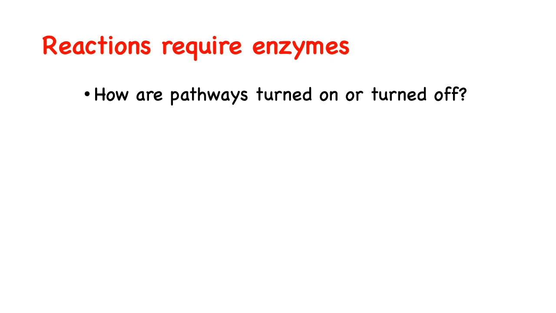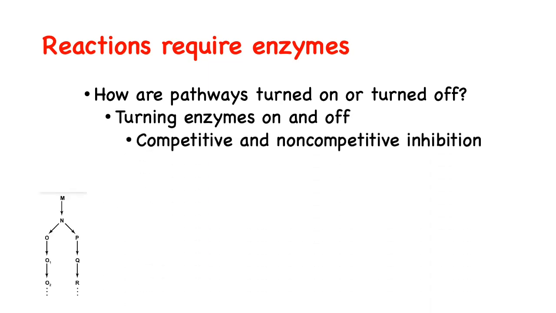Turning an enzyme on or off will determine which reactions will occur. So how do you turn enzymes on and off? Your body uses what's called competitive and or non-competitive inhibition. Let's take a look at these.